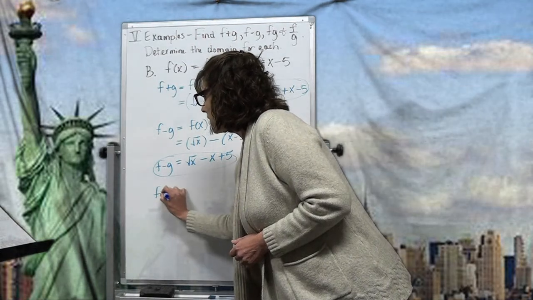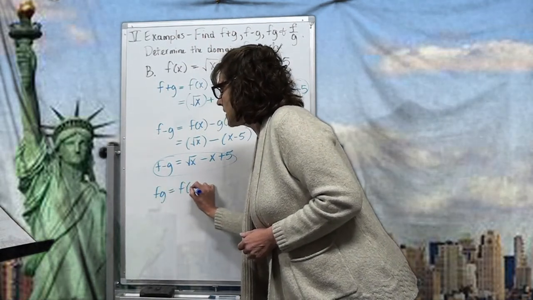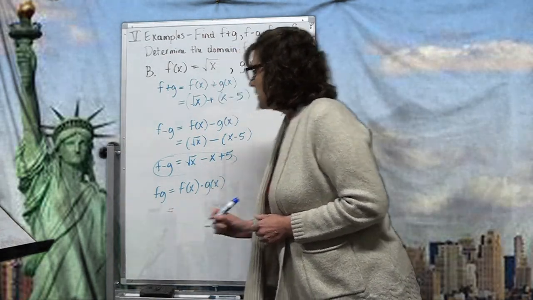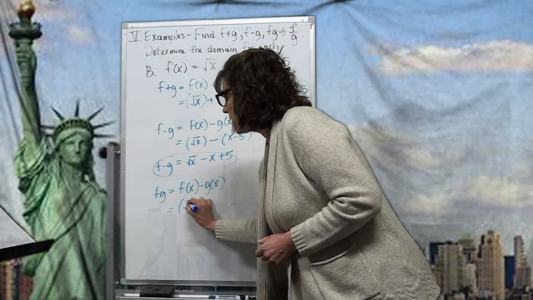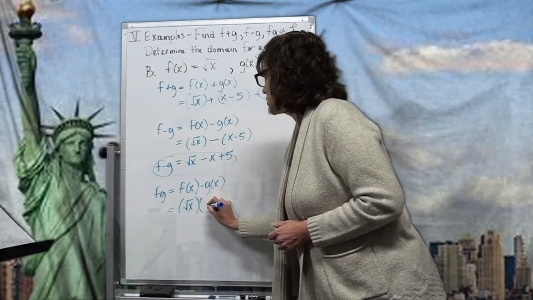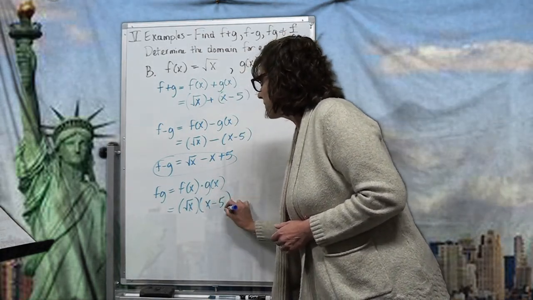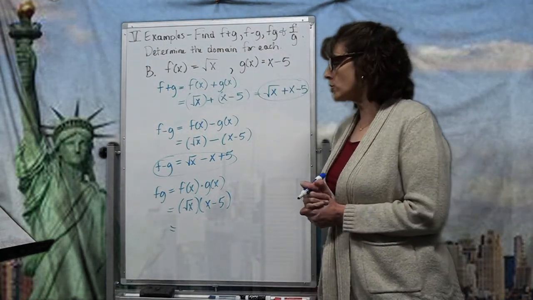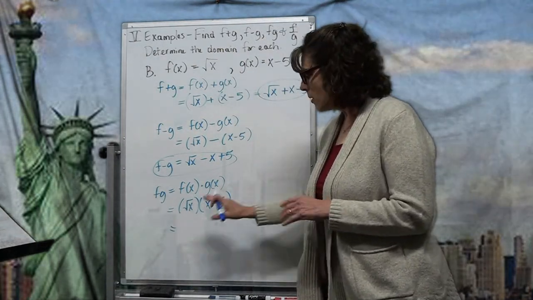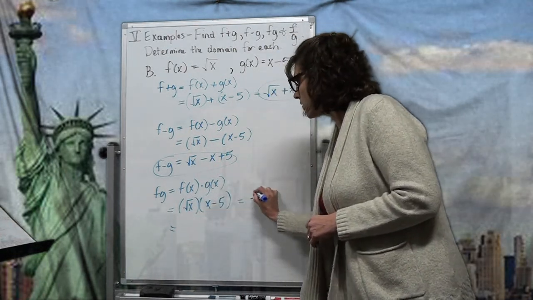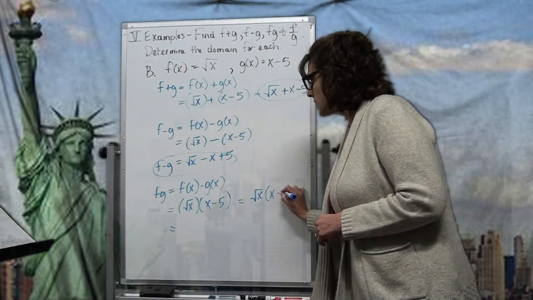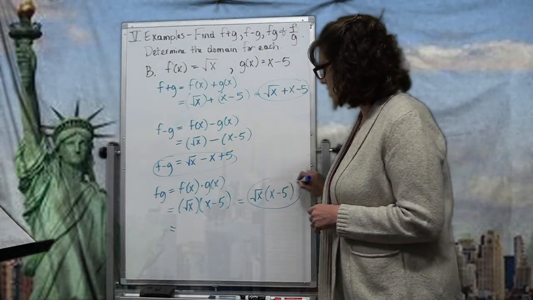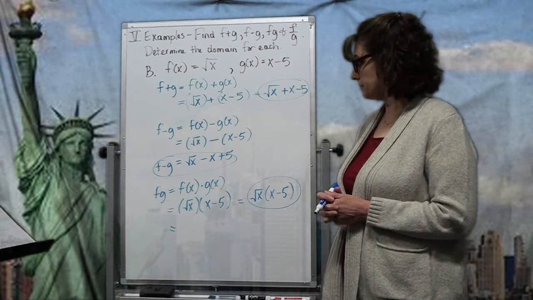Now my product, f times g, means take the f function and multiply it by the g function. My f function again is square root of x. My g function is x minus 5. And so I'm going to distribute it through. Now when I distribute, it depends on what you're dealing with. Some will just let you leave it like this and call it a square root of x times x minus 5. Some textbooks, some professors, some teachers will let you just call this your f product g.